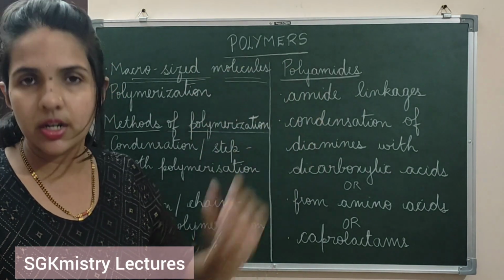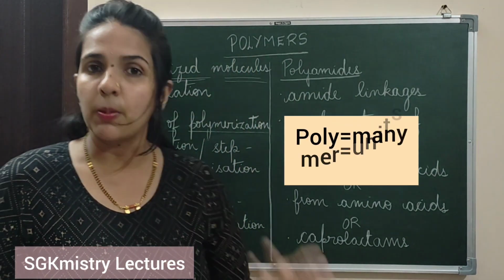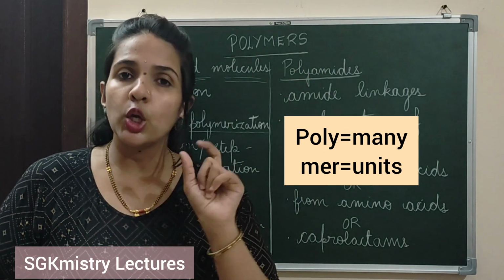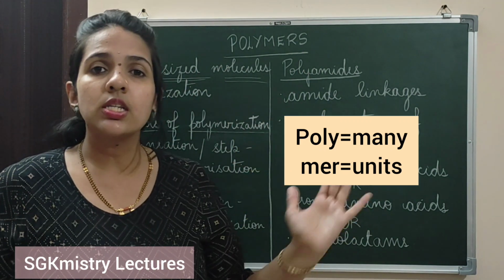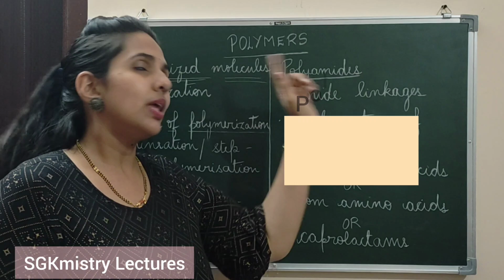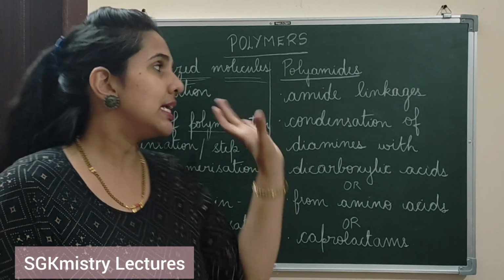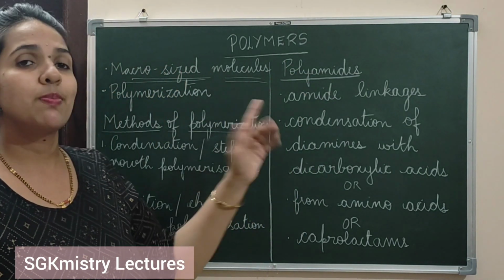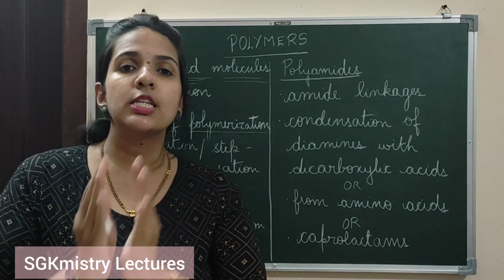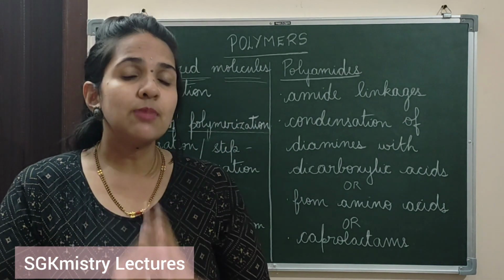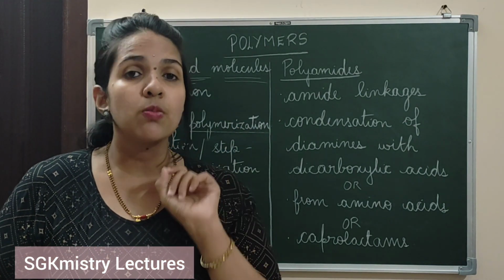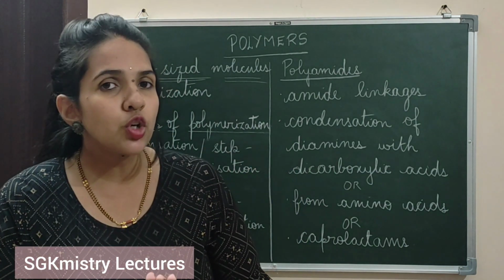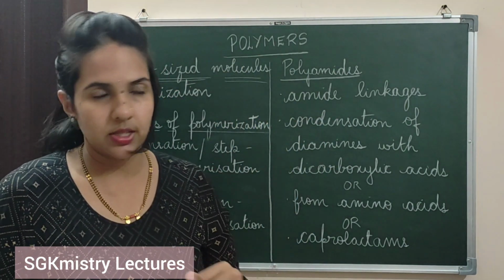word into two different terms, poly is nothing but many, mer is nothing but unit. So many units join together to form the polymers. That's why we call these molecules polymers, because they are formed from many smaller units. So these smaller units are referred to as monomers. So monomers join together to form polymers.